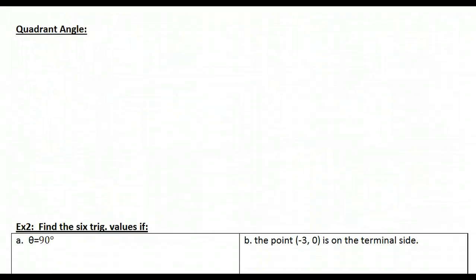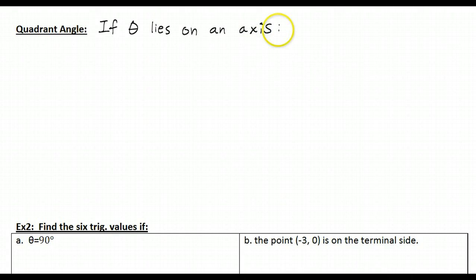In the backside, I'm going to talk about what happens when our angle or our dot lands right on one of the axes. So, it's called a quadrant angle when that happens. So a quadrant angle happens if your theta, your angle, lies on an axis. Now, we're going to do an example of each type. And actually, I want to do an example quick first, and then I'm going to say more up here.